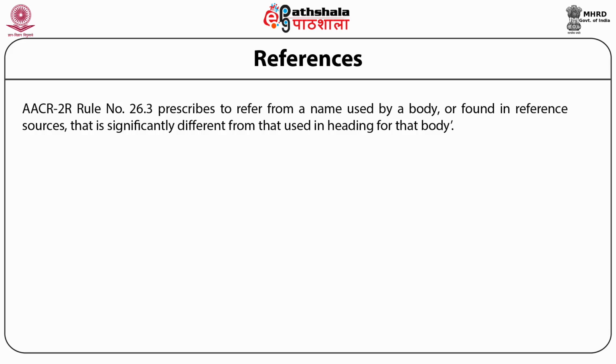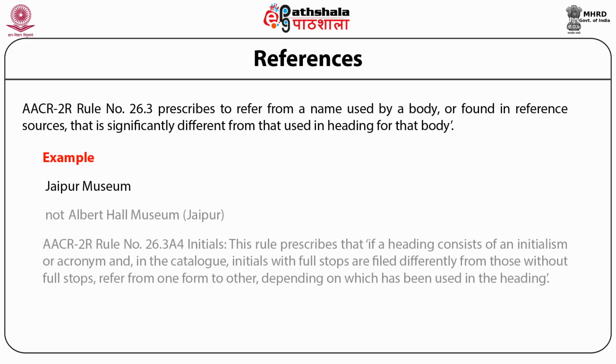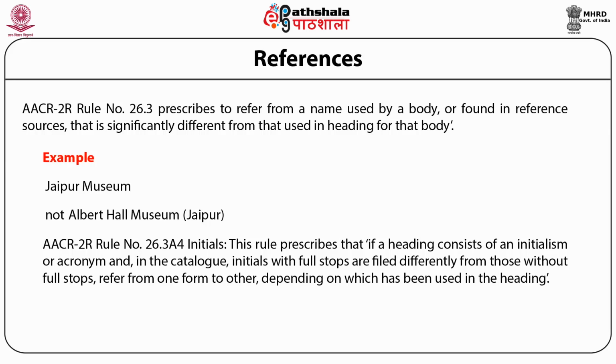References: AACR-2R Rule number 26.3 prescribes to refer from a name used by a body or found in reference sources that is significantly different from that used in the heading for that body. Example: Jaipur Museum, not Albert Hall Museum, Jaipur.